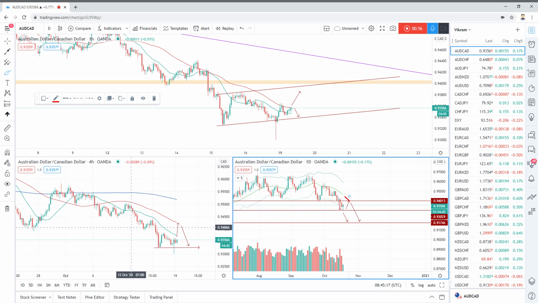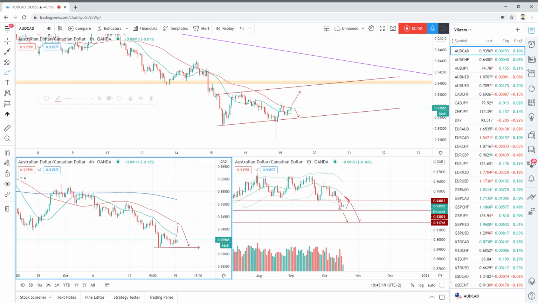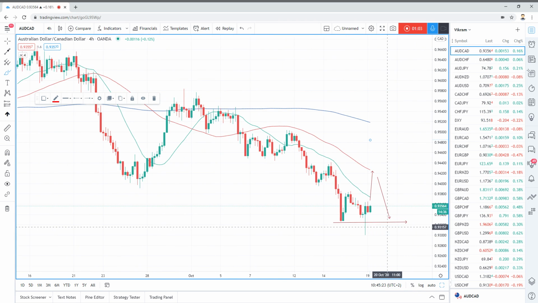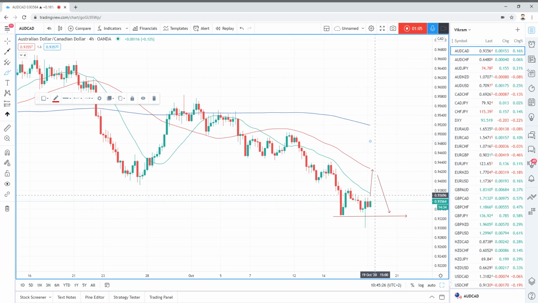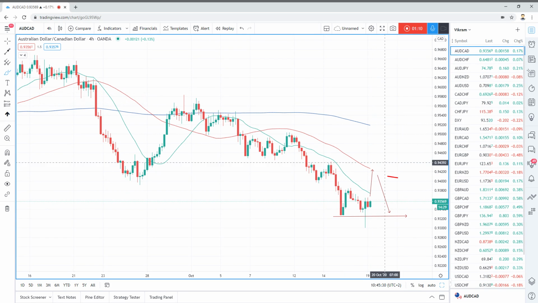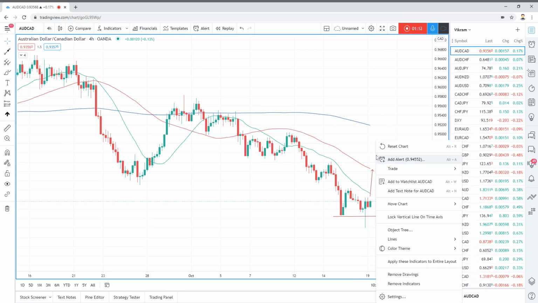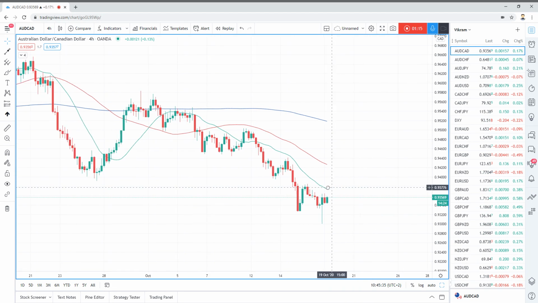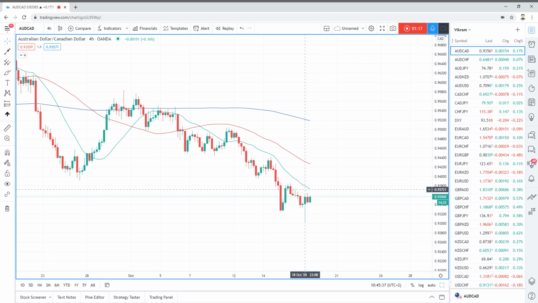First of all, let's see in the 4 hour if we find something. In the 4 hour chart, what we can see is the price is below the 20 and 50 moving average, and currently it's trying to move higher. But from the daily chart we know that if price moves higher we might find resistance. Also same thing we can see in the 4 hour chart. If price moves higher, both the 20 and 50 moving average can offer resistance to the price.